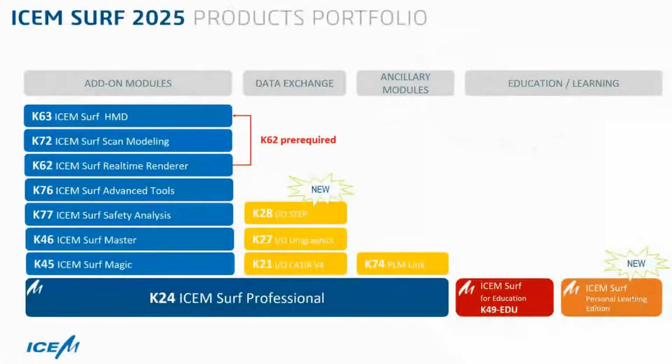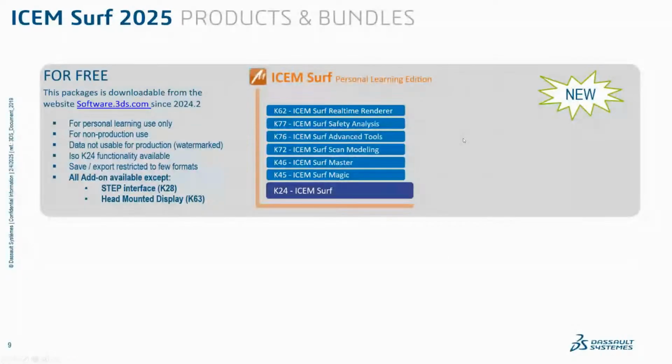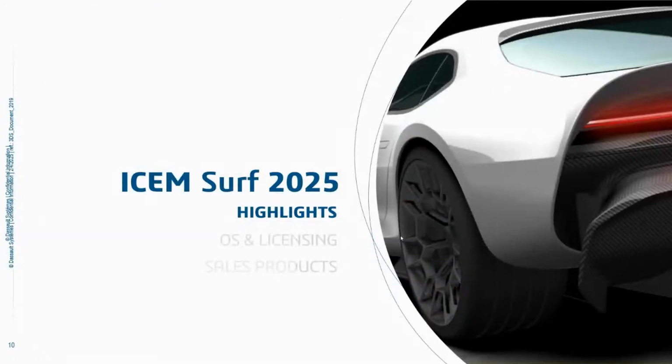So let's take a look at the product portfolio. We've had a couple of changes this year. We've added a step interface. We call it K28, so that's brand new. And over on the right, I already mentioned it, the Personal Learning Edition right here. The Learning Edition actually gives you access to all of these modules, Magic and Master, I won't read them out, but almost all of the modules are included in the ICEM Surf Learning Edition for you to explore and try. So let's jump into the highlights.